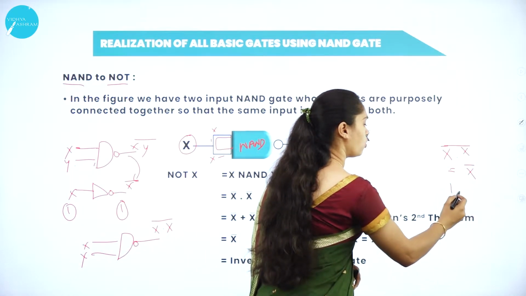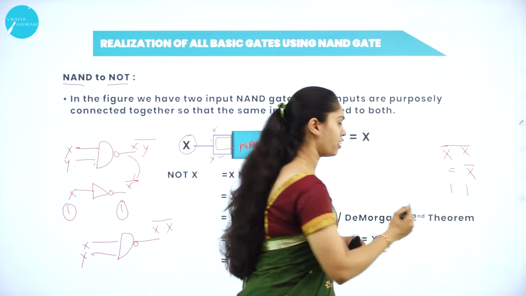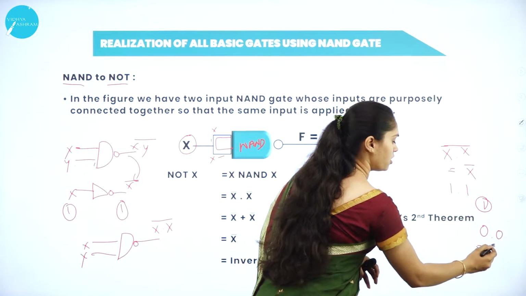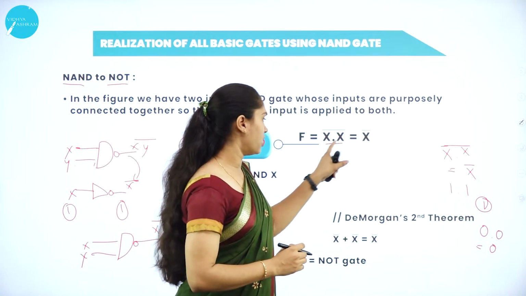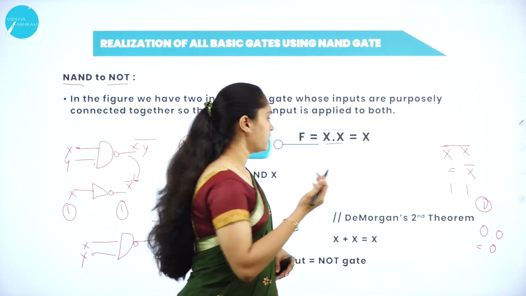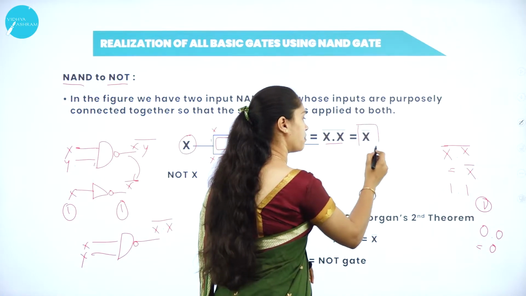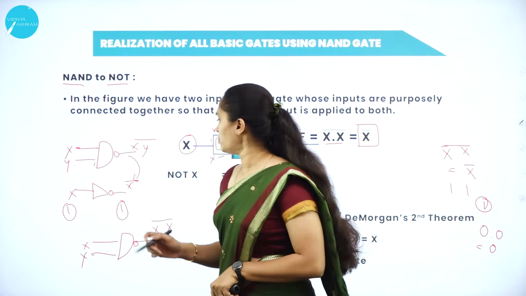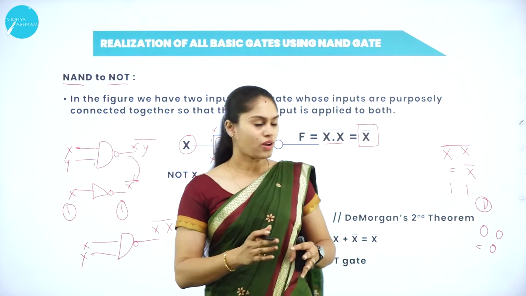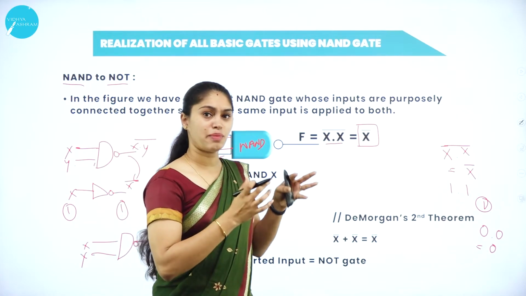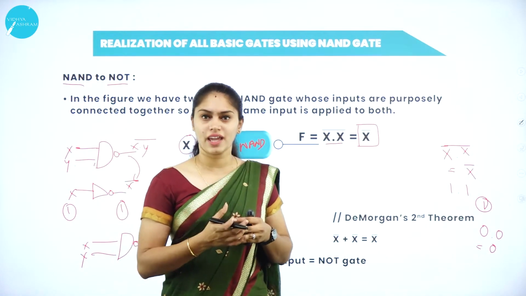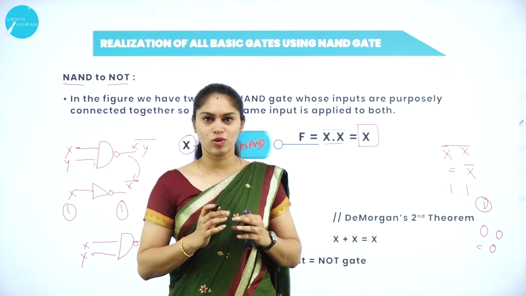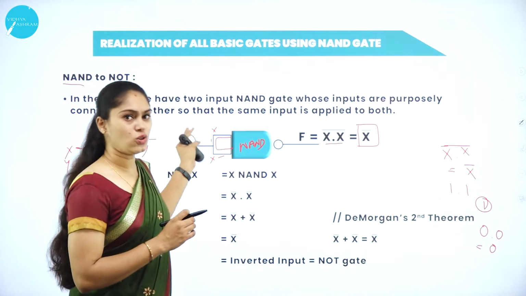For example, 1 dot 1. 1 into 1 will be what? 1. And 0 dot 0. What will be the output? 0 itself. So here x dot x whole bar is also equal to x bar. That is the complement of the input. So what was my input? That is x. But now the output is x bar. So we got a NOT gate. The input was x and the output is x bar. So it is going to realize NAND to NOT.